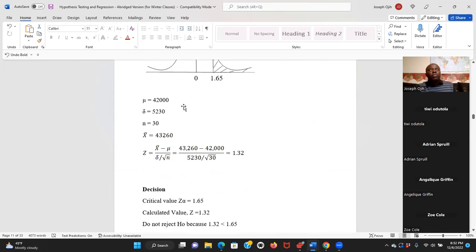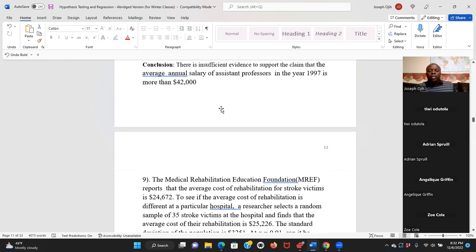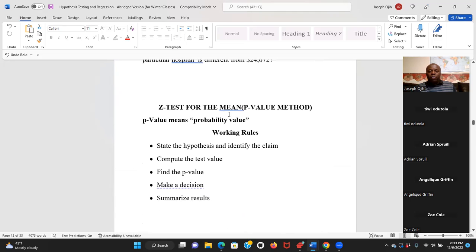Now, when we come back, we'll do the p-value method for testing hypothesis. And then we conclude by testing hypothesis for a small sample.